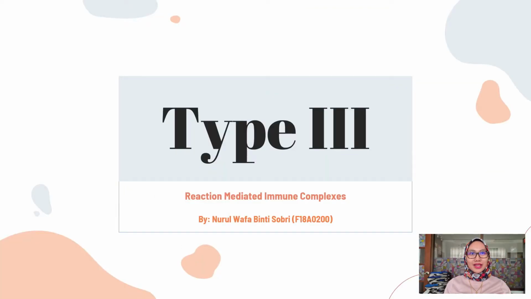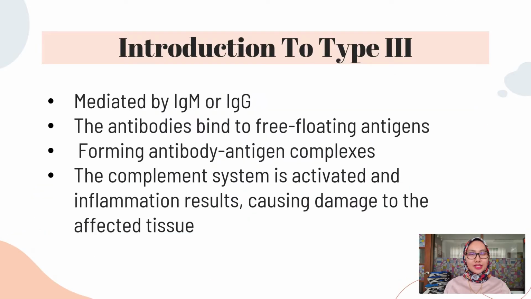Okay, for the next part is the type 3 hypersensitivity reaction mechanism. It is a reaction mediated by immune complex. Type 3 hypersensitivity reactions are also mediated by IgM or IgG. But in this case, the antibodies bind to free floating antigens, which are also soluble antigens, forming antibody-antigen complex. The complement system is activated and inflammation results, causing damage to the affected tissue.